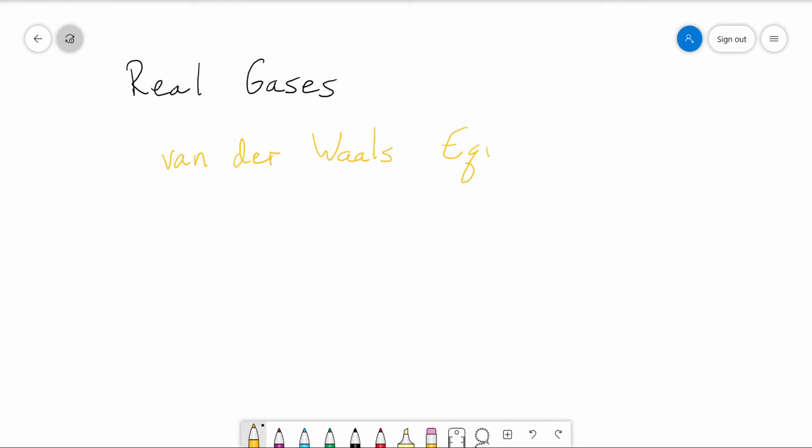Alright, as promised, the last video of this chapter is on real gases. And real gas is just what it sounds like. It's an actual real gas. So let's first look at what we call the van der Waals equation. It was named after a Dutch physicist, Van der Waals.